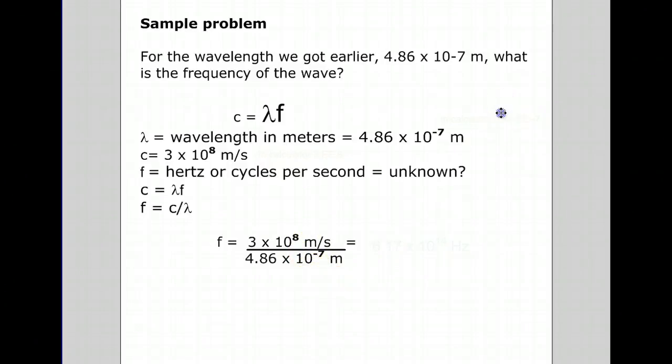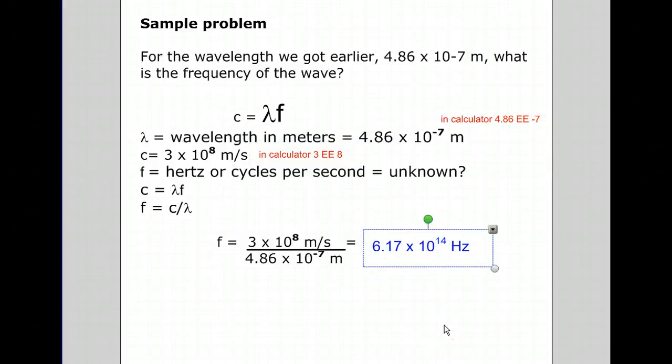Okay, so if we're plugging these into our calculator, plug this into your calculator. Put this one in first, 3 EE 8, divided by button, 4.86 EE -7, and then you should get the answer, 6.17 times 10 to the 14th, and the answer is hertz, or per second. The meters cancel out and you're left with per second. So definitely try this on your calculator and see if you can get that answer. And again, that is close to 10 to the 15th, 8 minus -7.